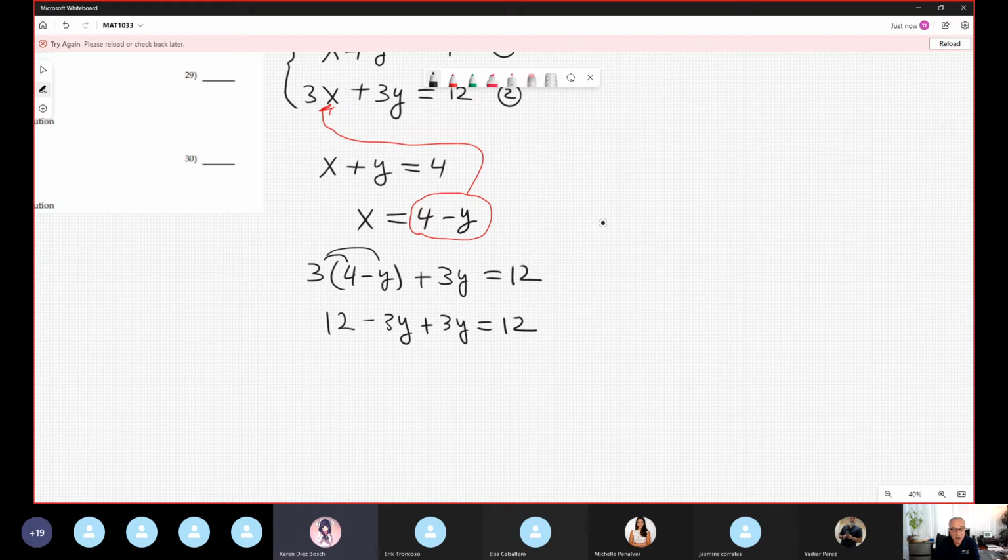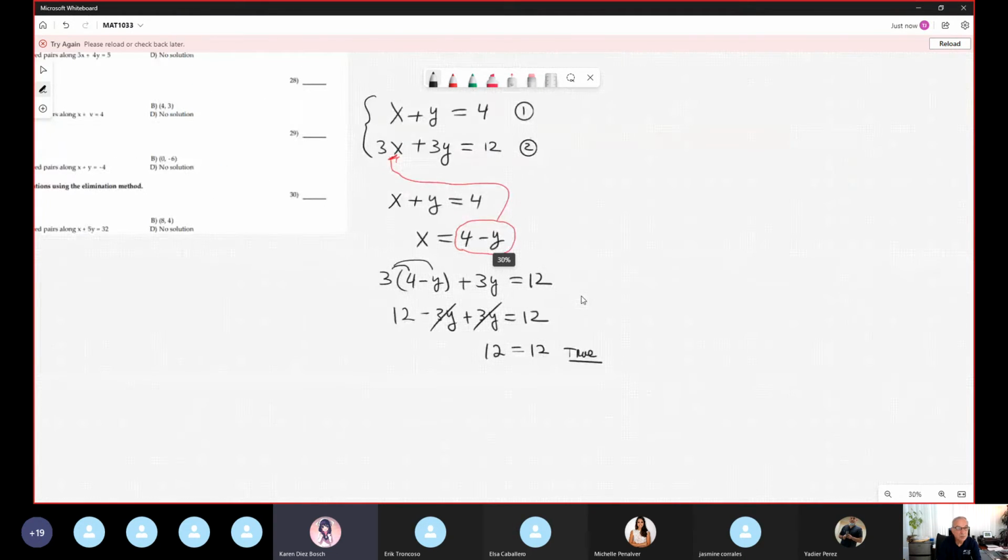And suddenly we are happy. The variable disappears. It's cancelled out. And you get 12 equal to 12. And you need to interpret this. This is a true statement, of course. So you cannot solve it for a single value, and the reason is because it's the same line. Therefore, the solution is infinitely many solutions.